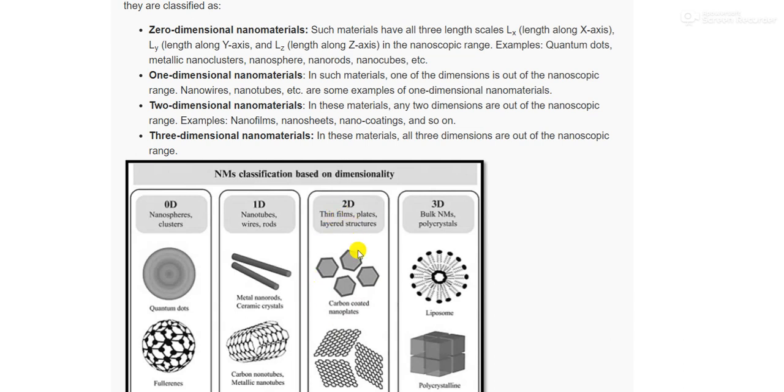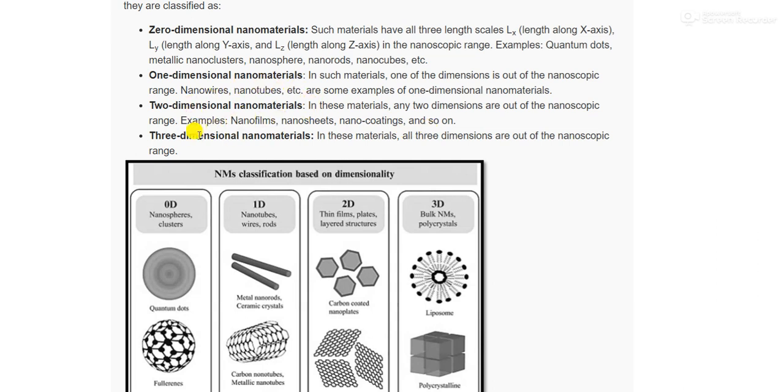So in a two-dimensional nanomaterial, any two dimensions will be greater than 100 nanometer, while the third dimension will be lying within the nano range. That is, it will be between 1 and 100 nanometer. Therefore the charge carriers will be confined only within this 1 to 100 nanometer size of this material. And these are the typical examples: nanofilms, nanosheets, and nano coatings. All these are considered as two-dimensional nanomaterials.